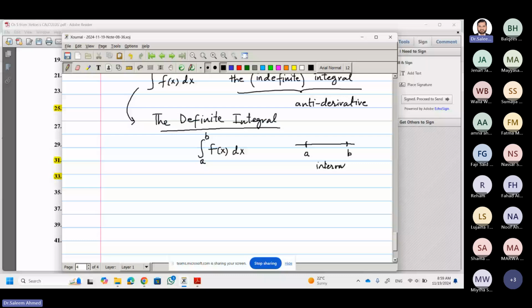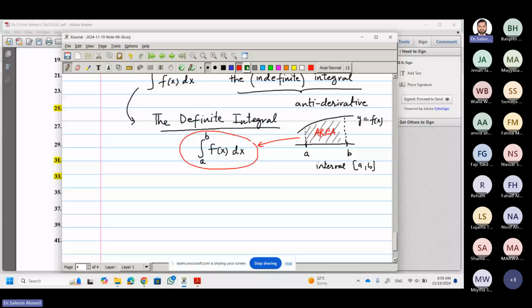And if any function y is equal to f of x is a continuous function, this integral is used to find the area under the curve between the graph A and B above the x-axis. So this area is basically given by this integral. It will be a number. Area is a number, right? Area is not a function.